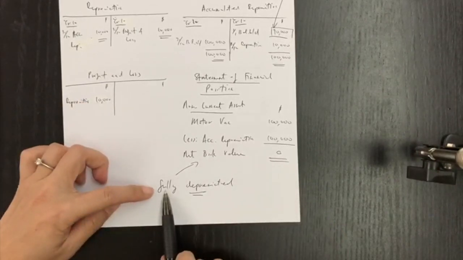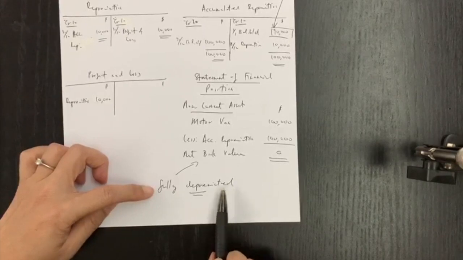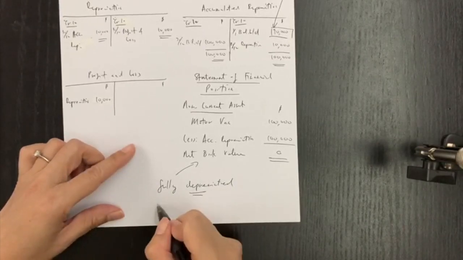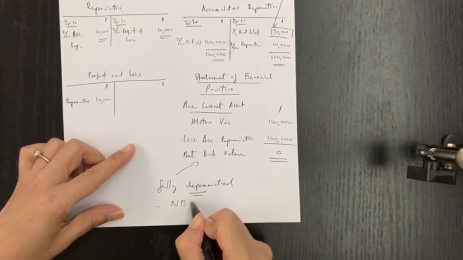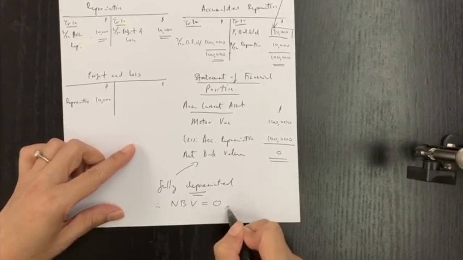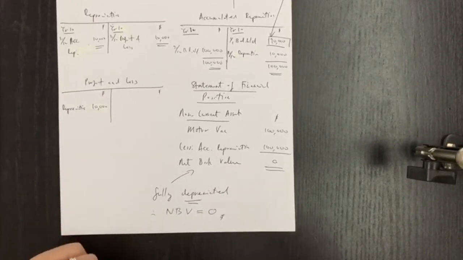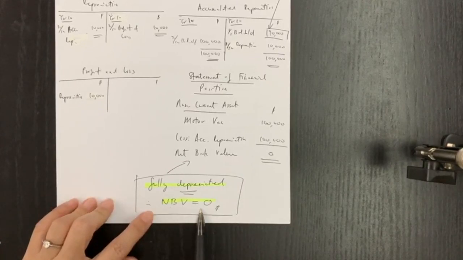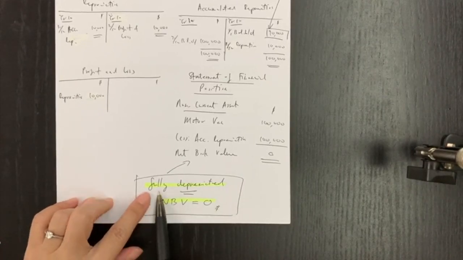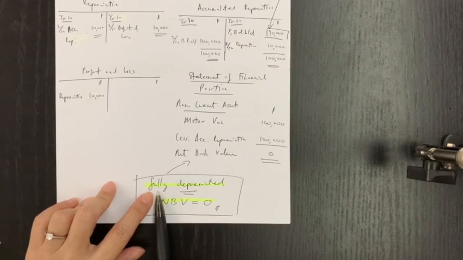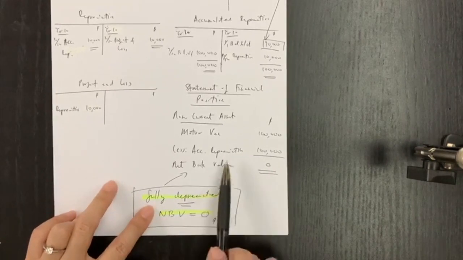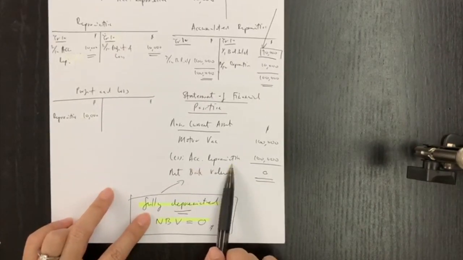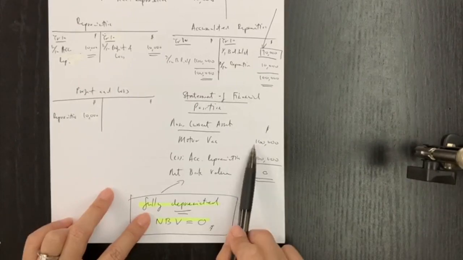So when we have non-current assets being fully depreciated, that means we have net book value equal to 0. Therefore, when we have net book value equal to 0, we say that the non-current asset is fully depreciated, and the value of accumulated depreciation will be exactly the same as the cost.